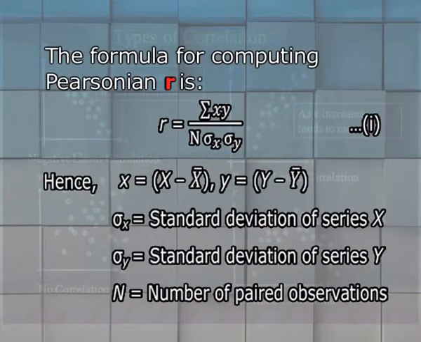It is one of the very few symbols that is used universally for describing the degree of correlation between two series. The formula for computing Pearsonian r is given as r equals sigma xy divided by n sigma x into sigma y. Let's take it as the first equation. Here, small x is equal to capital X minus x bar and small y is equal to capital Y minus y bar. Now, sigma x is the standard deviation of the series x, sigma y is the standard deviation of the series y, and capital N here is the number of paired observations.